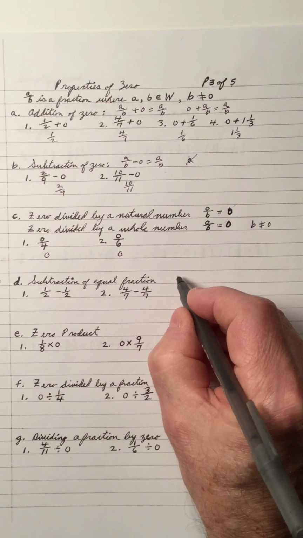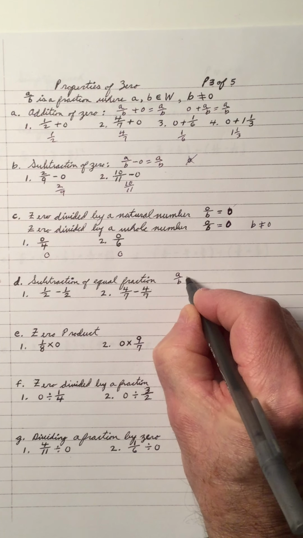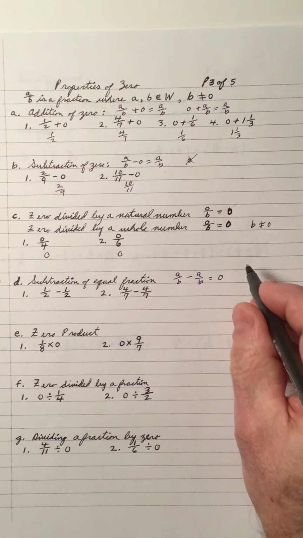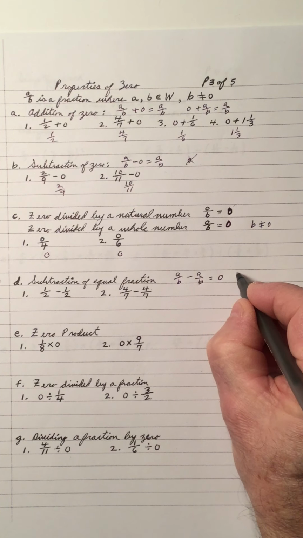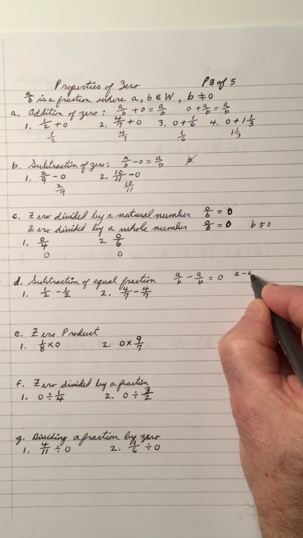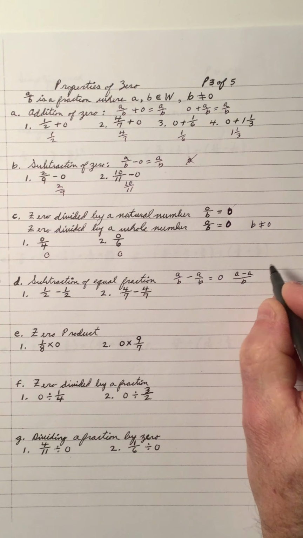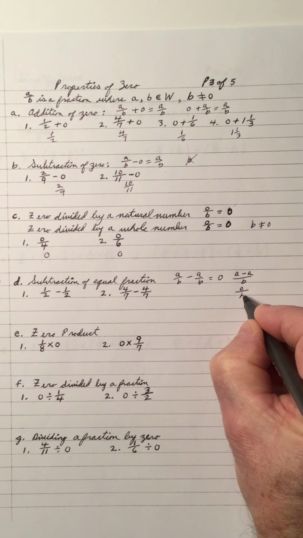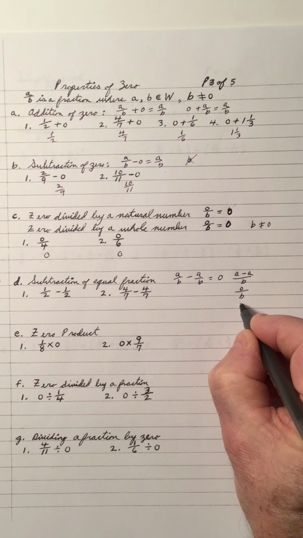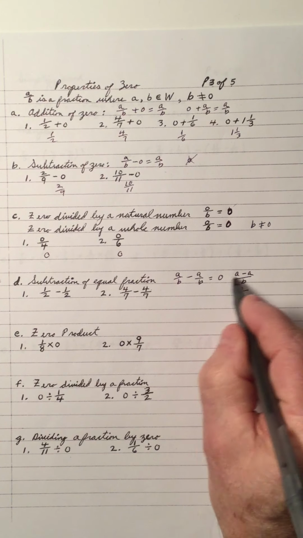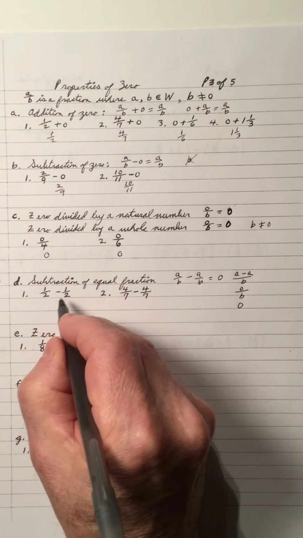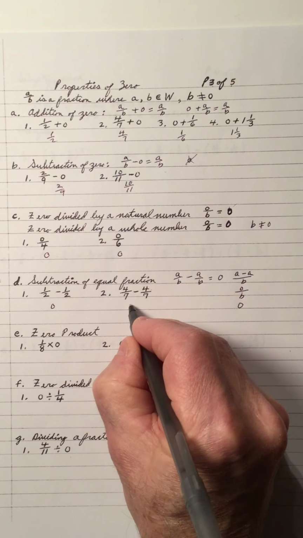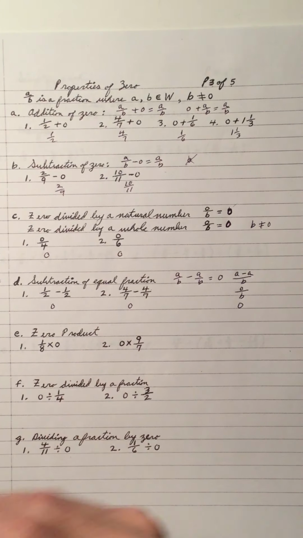Subtraction of equal fractions. In other words, if we take a over b and subtract a over b, we get 0. If you look at that, when we subtract, it's a minus a over b. So a minus a is 0 over b, and 0 over b is 0. So that's another way to prove this. So 1/2 subtract 1/2 is 0. 4 over 7 subtract 4 over 7 is 0, because you're subtracting equal amounts.